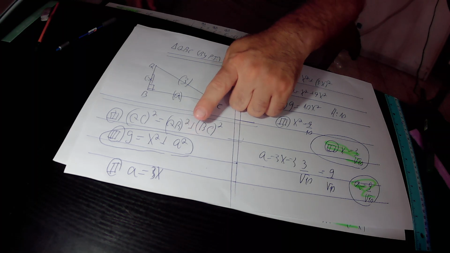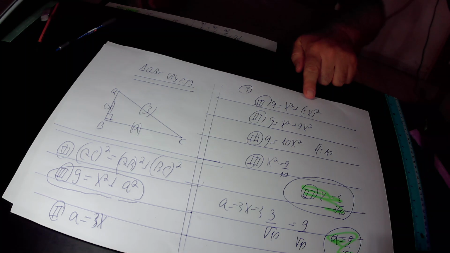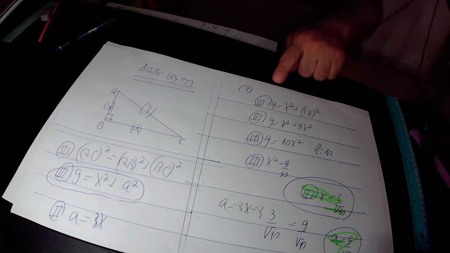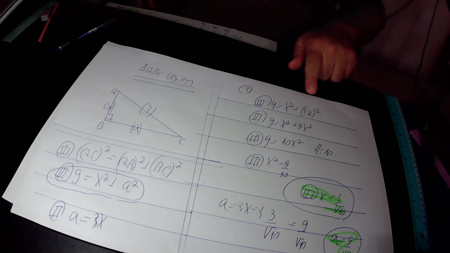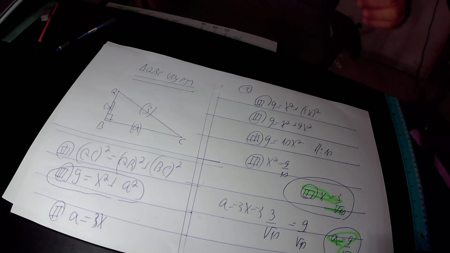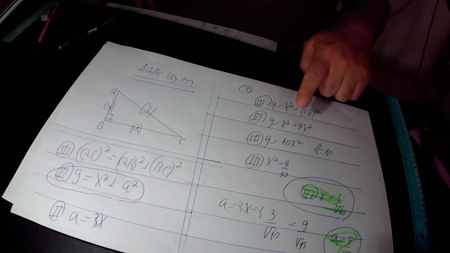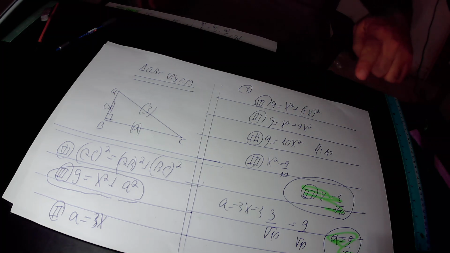According to equation 3, 9 equals x squared plus a squared, and a squared is 3x squared according to equation 2. So in total, 9 equals x squared plus 3x squared. 3x squared is 9x squared. So 9 equals x squared plus 9x squared, that is 10x squared. So 9 equals 10x squared, according to equation 3.